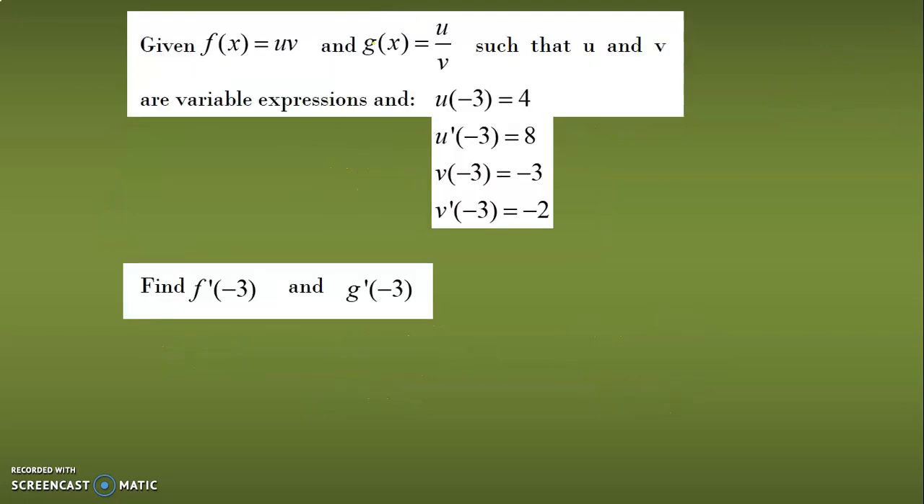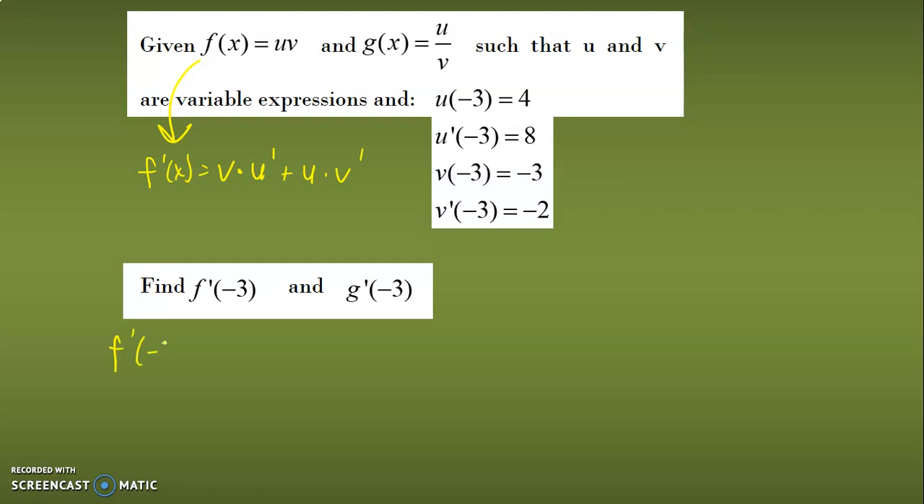All right. The last type of problem is one where you're not going to actually have equations. They're just going to give you values. So it's asking me for f prime of 3 and g prime of 3, basically just asking me to use the product rule and the quotient rule. So for f prime of 3, since f is u times v, I'm going to need to do the product rule. So f prime would be v times u prime plus u times v prime.